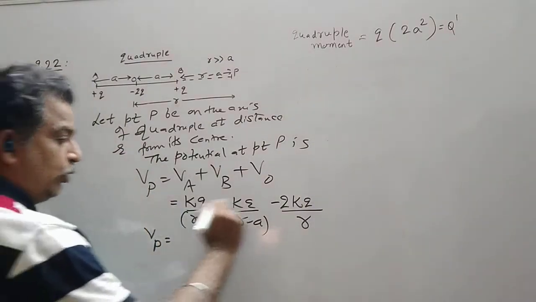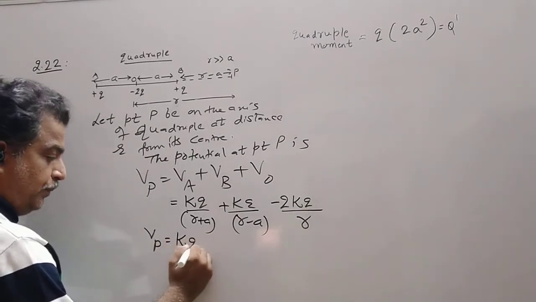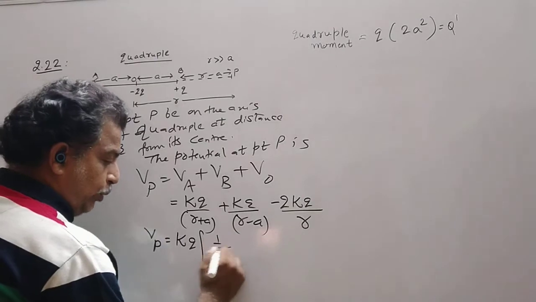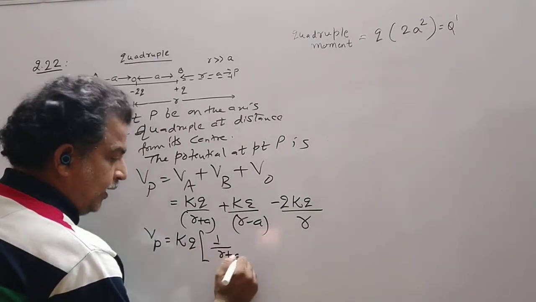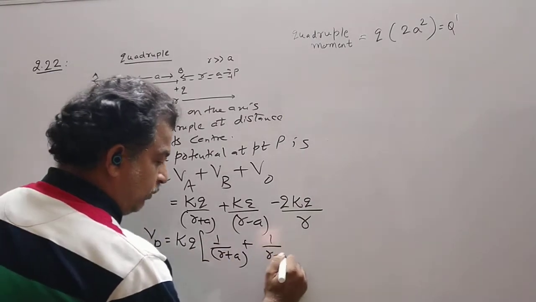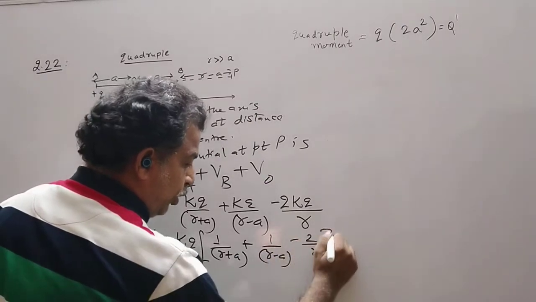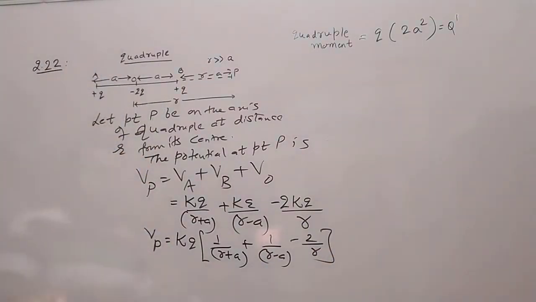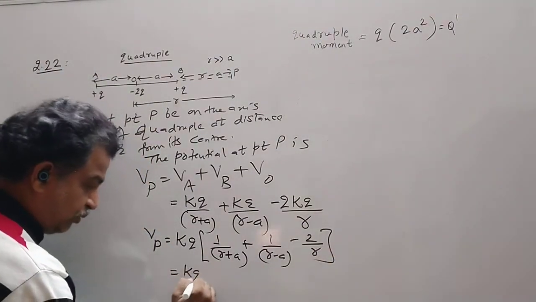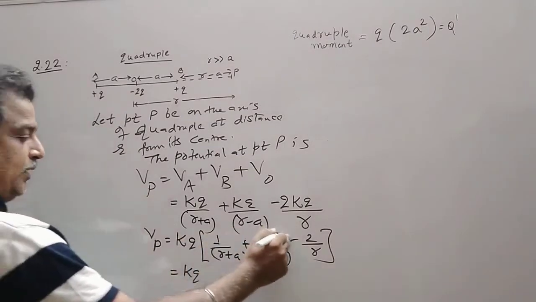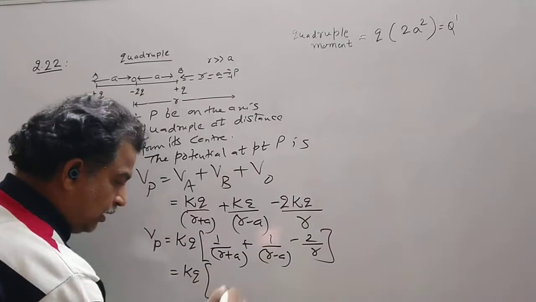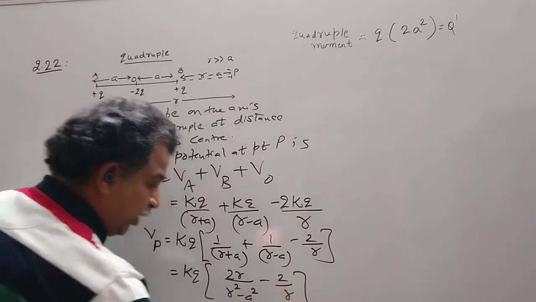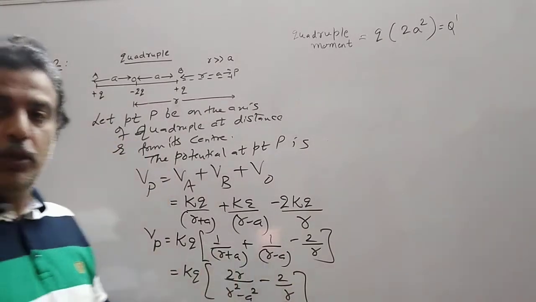Vp is equal to, throughout this we take a term kq as a common, so it becomes 1 upon r plus a plus 1 upon r minus a minus 2 upon r. So you can directly take the LCM of all the three terms, or let us take two terms first. So it becomes r minus a plus r plus a get cancelled. So it becomes 2r upon r square minus a square minus 2 upon r. So the first two terms are solved.